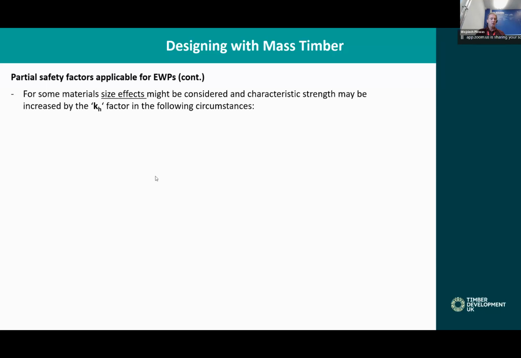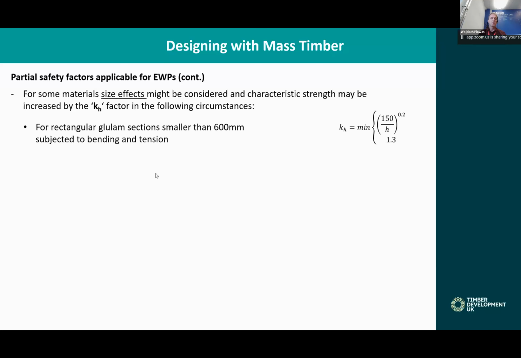Another important modification factor that should be kept in mind when designing engineered wood products is the size effect. The characteristic strength may be increased by kh in the following circumstances. For example, in glulam beams, where the sections are smaller than 600 millimeters and are subjected to bending and tension, you might increase by a minimum value of 1.3, or you use this equation here. Similar for LVL. For a rectangular LVL section other than 300 millimeters that is subjected to bending, again, you can increase the characteristic strength by 1.2, or by the product of this equation to the right.